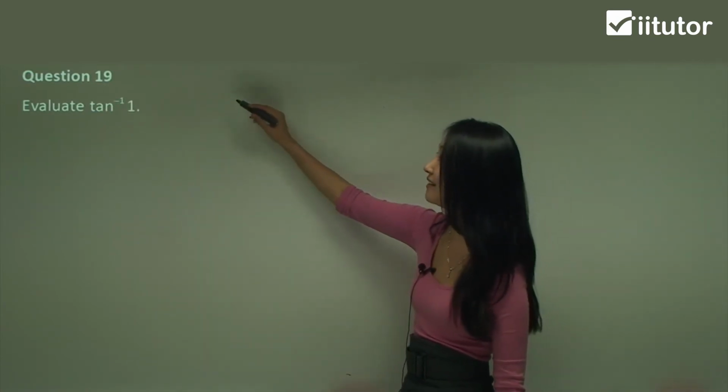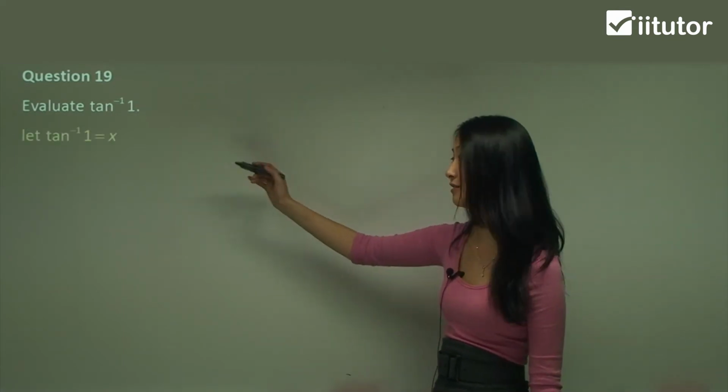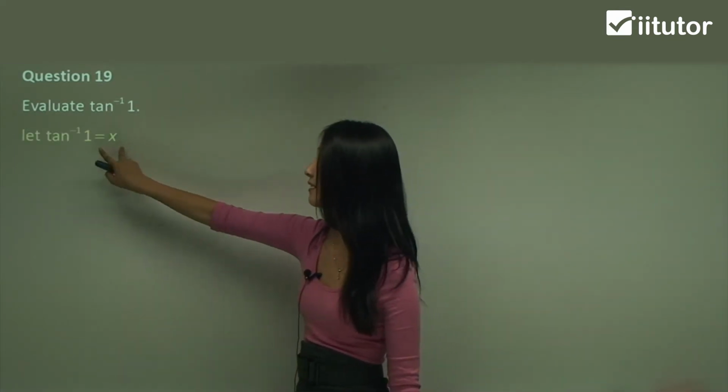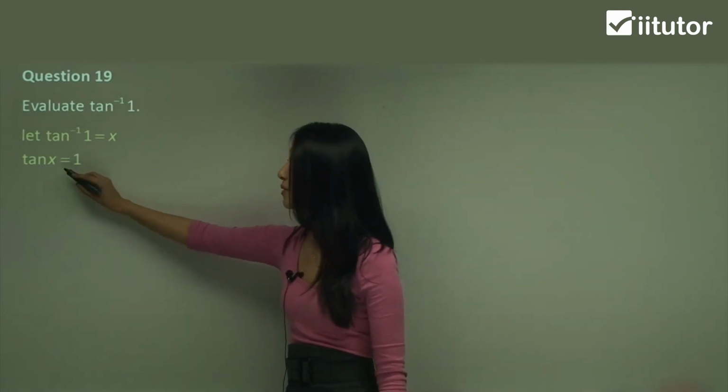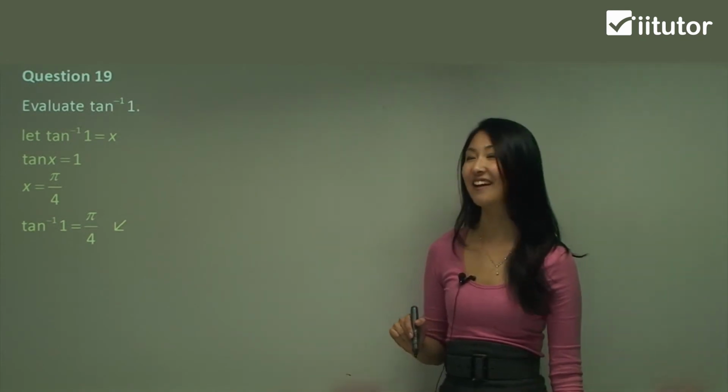Alright, let's practice another one. Evaluate inverse tan of 1. First thing, great, let it equal x. Flip 1 and x, like we've done here. Tan of what equals 1? Great, just pi on 4. So inverse tan 1 equals pi on 4 there.